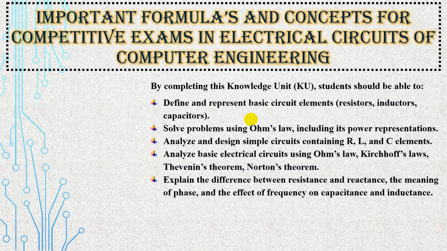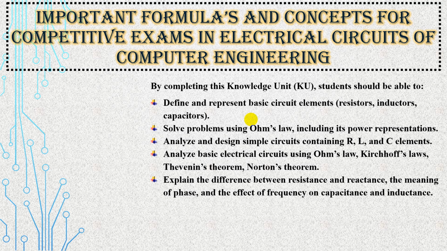Now explain the difference between resistance and reactance, the meaning of phase, and the effect of frequency on capacitance and inductance. Here the AC circuit concept will start. What is the difference between resistance and reactance when alternating currents are included? The previous topics are all with DC concepts only. When alternating current, sinusoidal voltage and currents are included, then what is the effect on the resistance, what we call that, we will see.